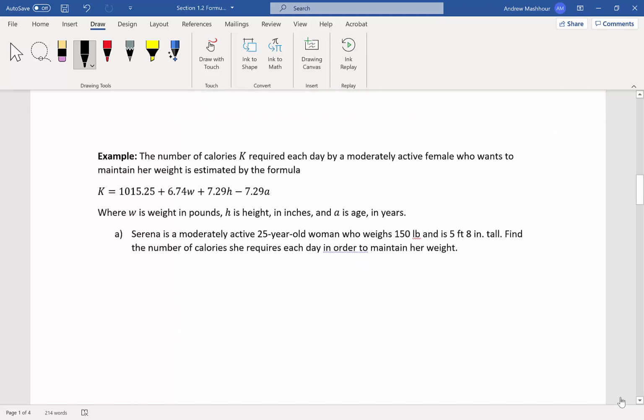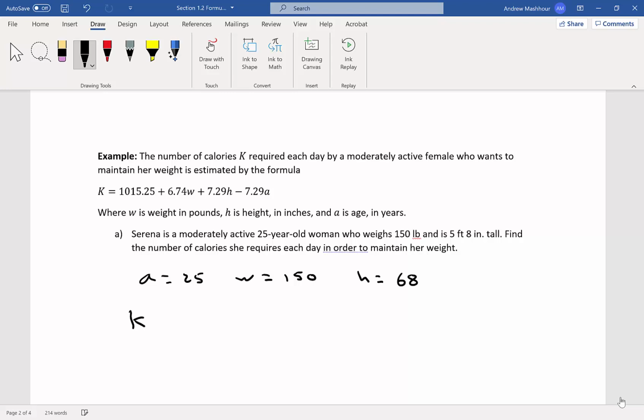Okay, so let's take a look at the information given to us, and then let's see what we have to solve for. Serena is a moderately active 25-year-old woman. So we're given Serena's age, so A is 25, who weighs 150 pounds. So we're also given W, which is 150 pounds. And we're also given her height, our H, 5 feet 8 inches, which we saw in the previous example is 68 inches. Find the number of calories she requires each day in order to maintain her weight. Okay, so let's plug in our information.